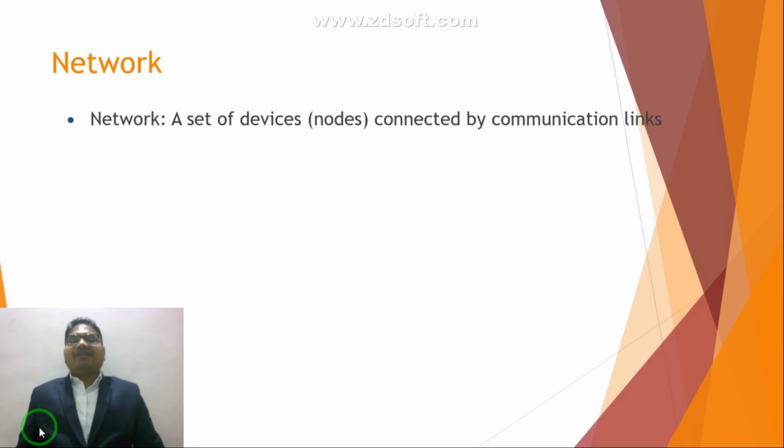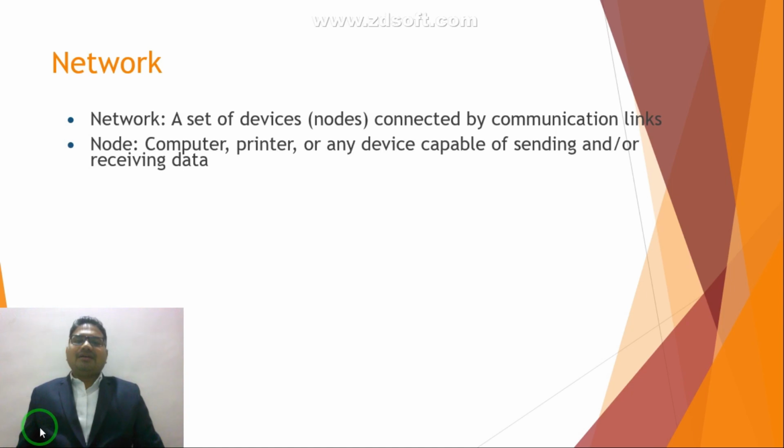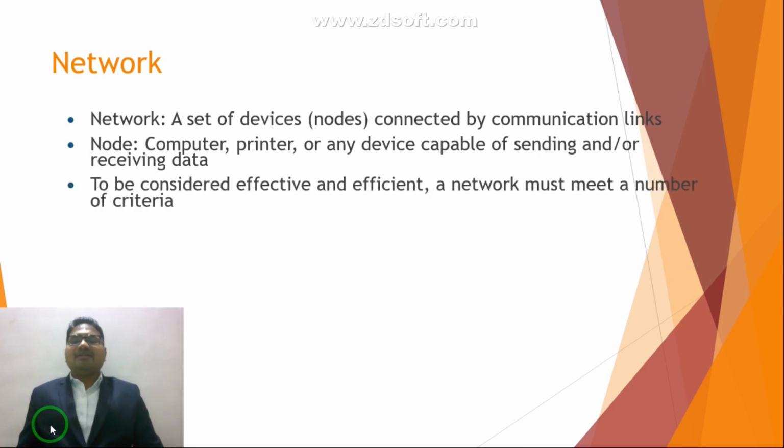Now, what is a network? A set of devices or nodes connected by communication links is nothing but your network. Then what are nodes? Your computer, your printer, or any device which is capable of sending or receiving the data, your mobile phone, data terminals, these are what? Nodes.